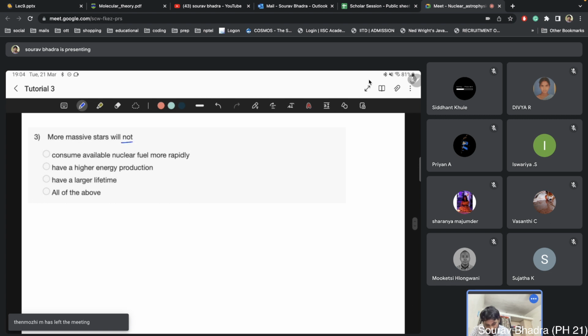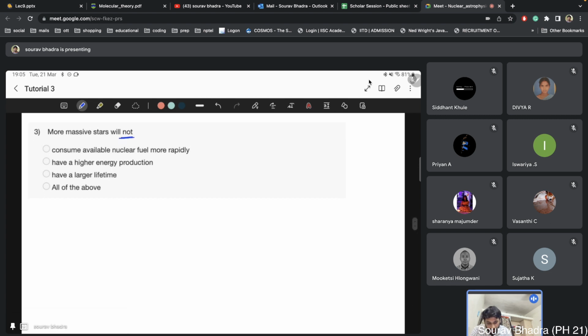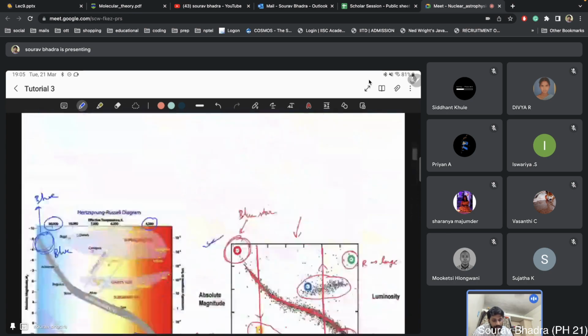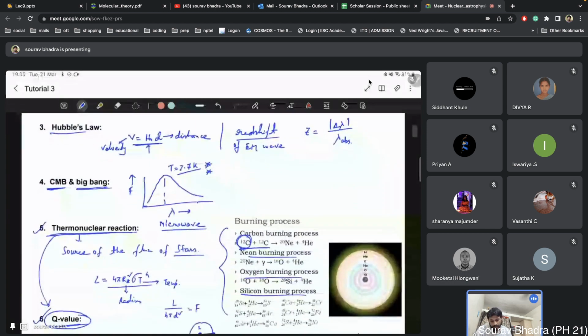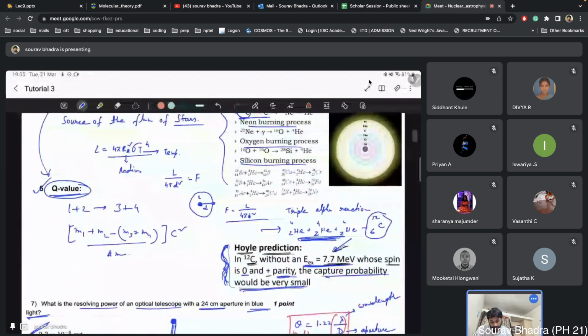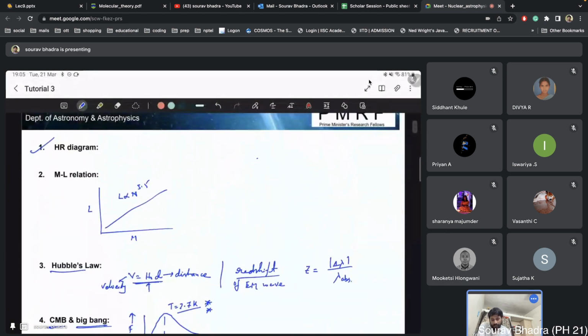I have told you repeatedly that the lifetime of a star depends on the mass by luminosity. That I have also done in the last class. You can see that T varies as M by L. Now, at the beginning I told you that we have done some interesting thing. So here you can see the ML relation.